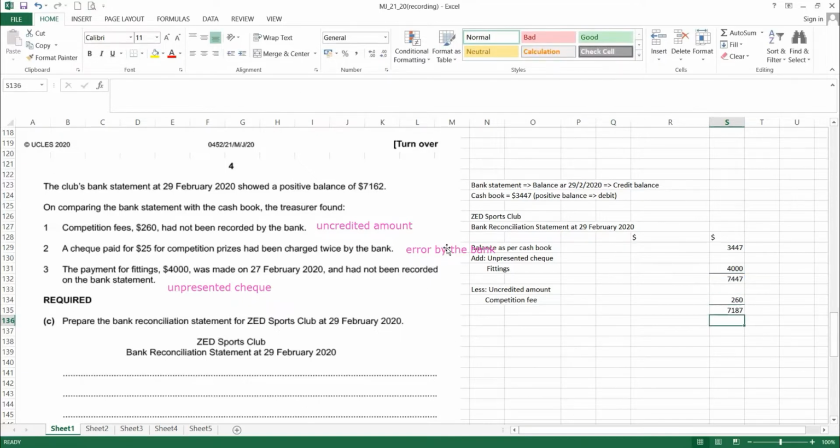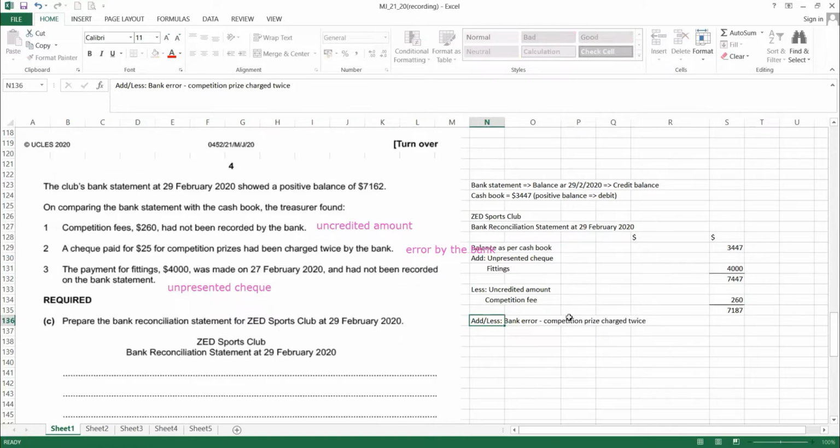Not yet finished, still got one more error by the bank. A check paid for 25 for competition price has been charged twice. About the formula, when it comes to the bank error, the situation can be either add or less bank error. But for this question, competition price recorded charged twice. Okay. For this one amount, 25, should you add or minus?